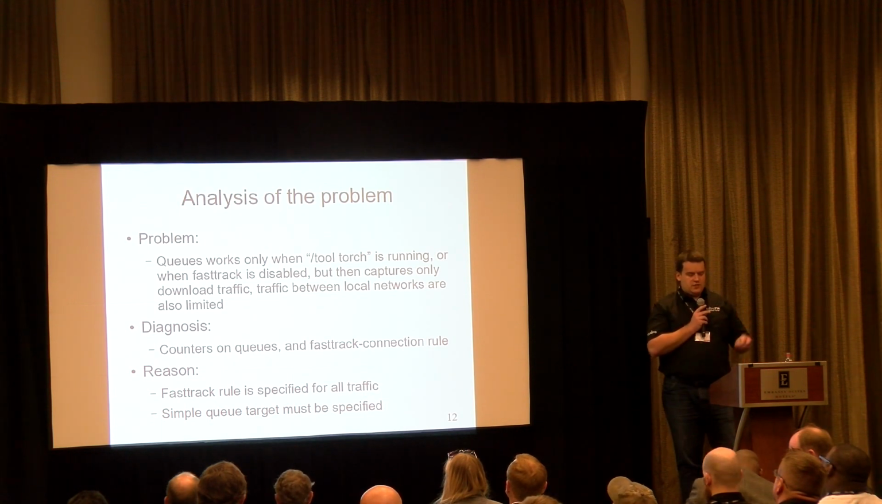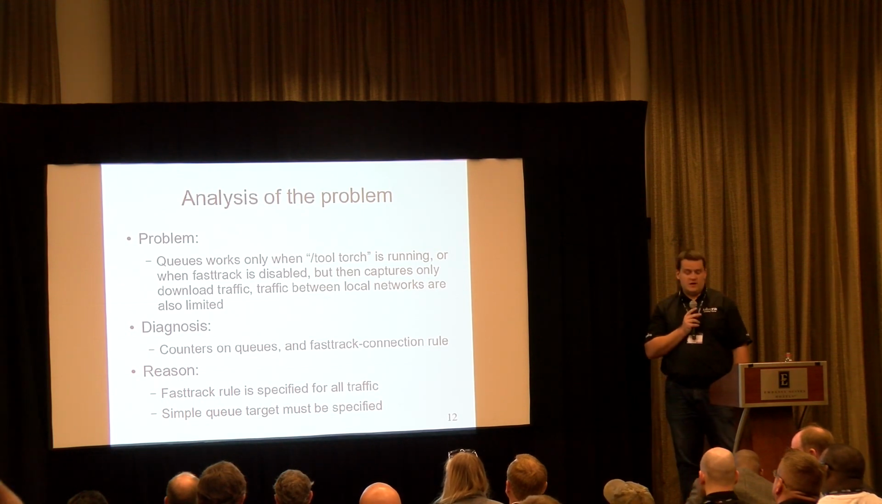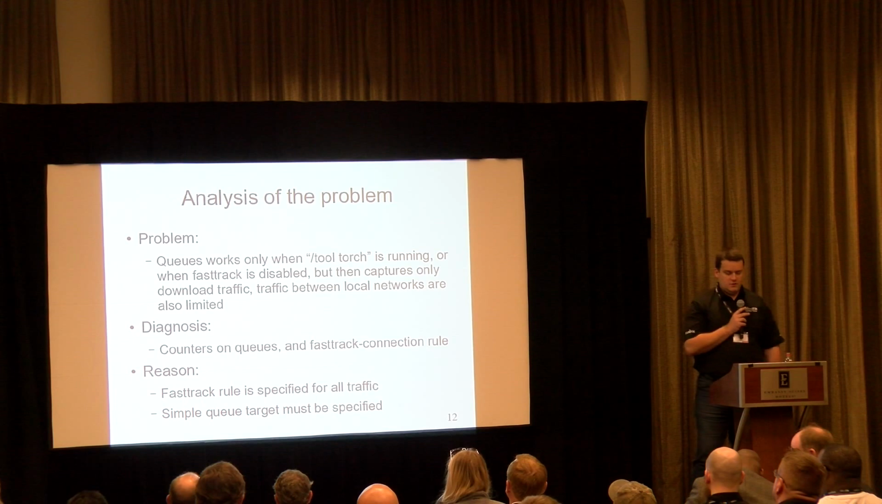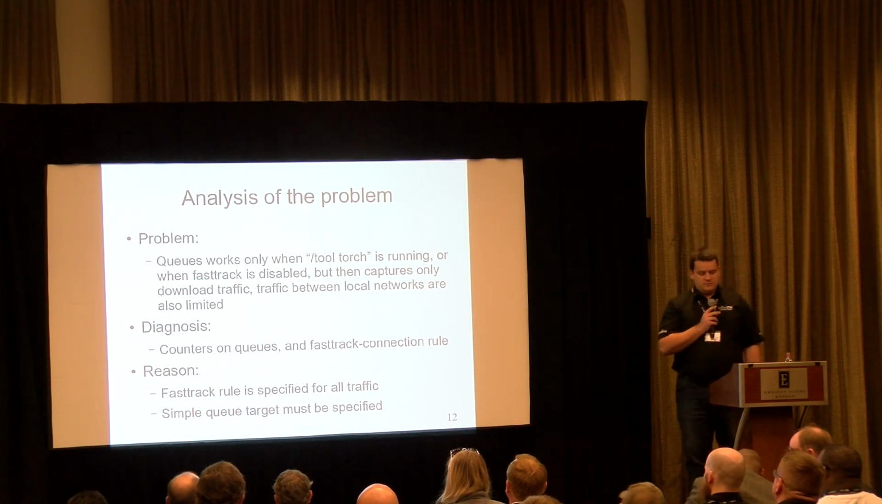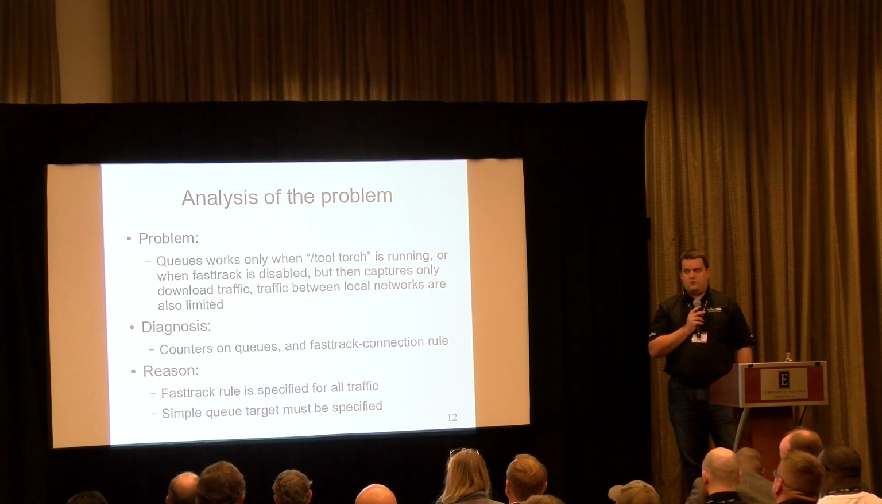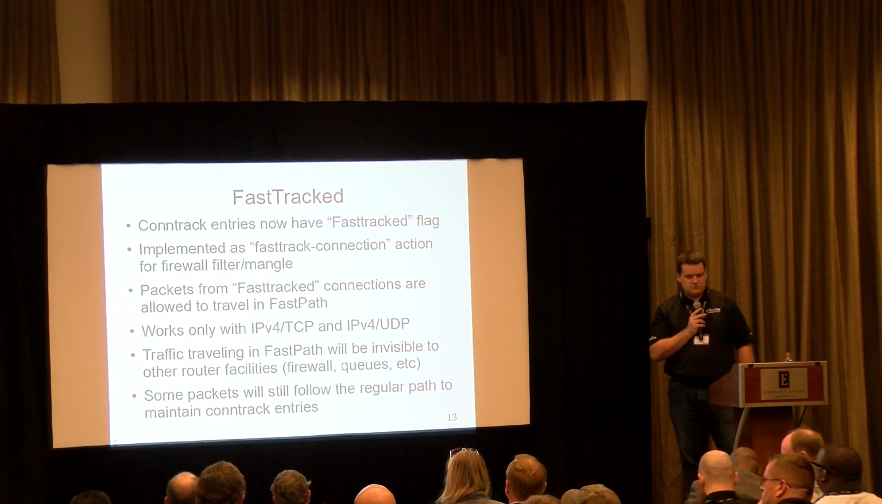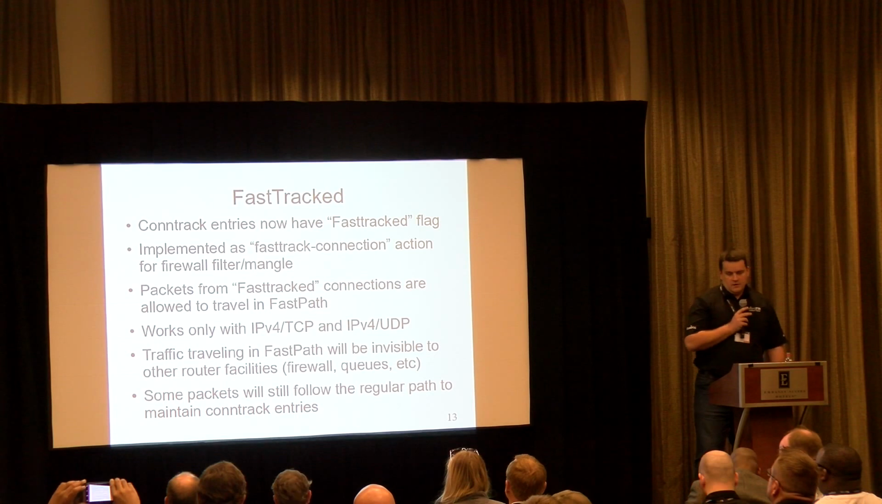Of course, you take a look at the counters on queues, and you take a look at the counters on the FastTrack connection rule, and the reason for this problem is very simple. The FastTrack rule is specified for all traffic, and the simple queues target must be specified. So let's go into what FastTrack is.